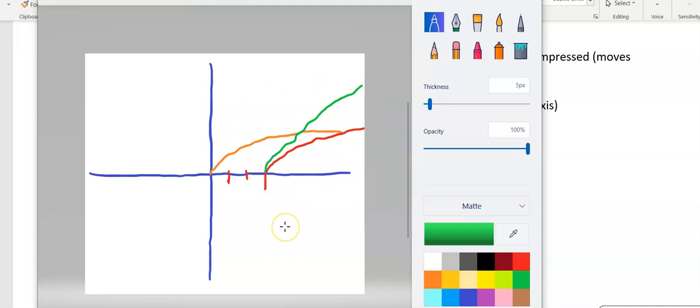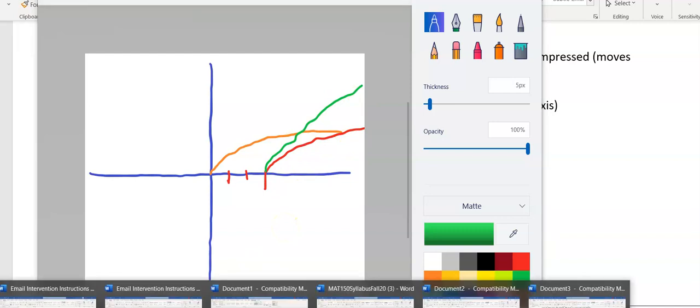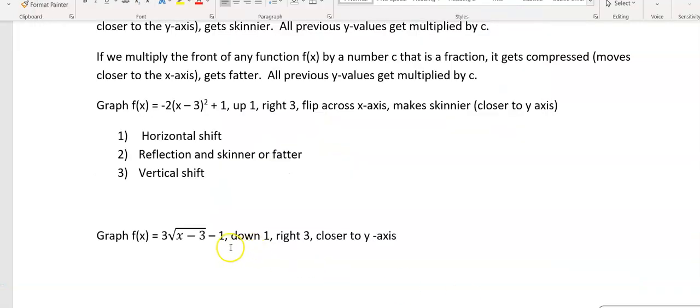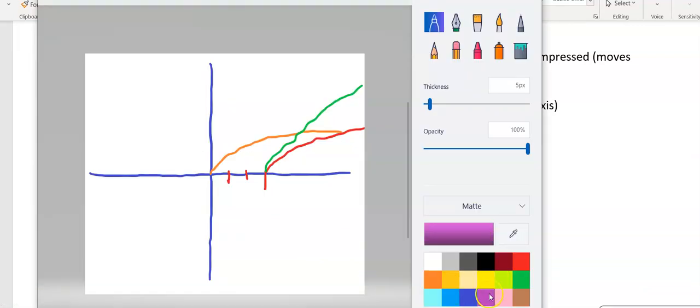And now finally let's do our vertical shift, which I believe was down one. Yes, down one. So down one, I'll make this one purple. My green graph was my last one. I'm going to move it down one, which means its starting point is now here. Again, it's going to look similar to the green, just rising from a different point. And so that final purple graph ends up being my last graph.